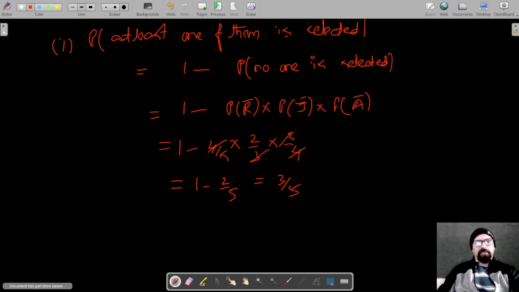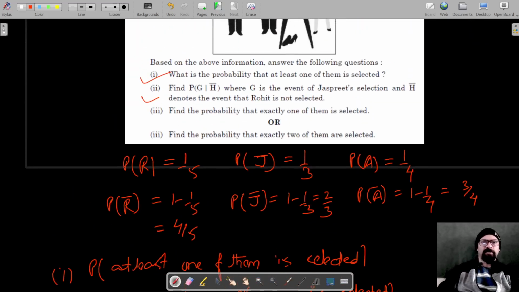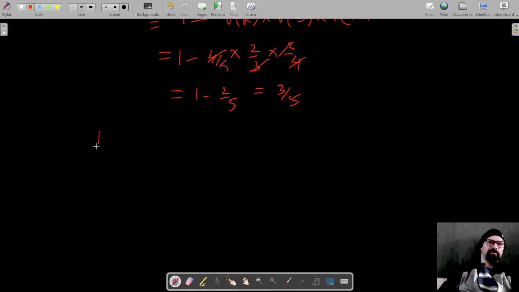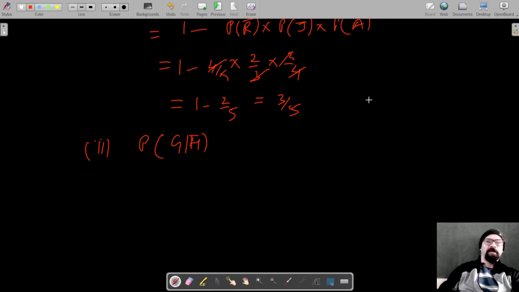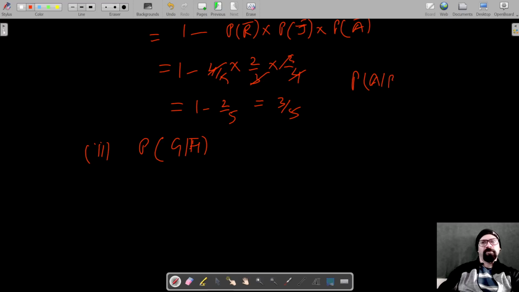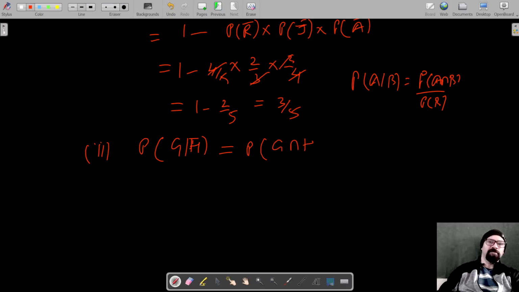Okay, and now the next question is to find probability of J by H naught, where J is the event of Jaspreet's selection and H denotes the event that Rohit is not selected. So the second one is probability of J by H naught. And this is the formula: probability of A by B is A intersection B upon probability of B. So for this, it would be probability of J intersection H naught upon probability of H naught.